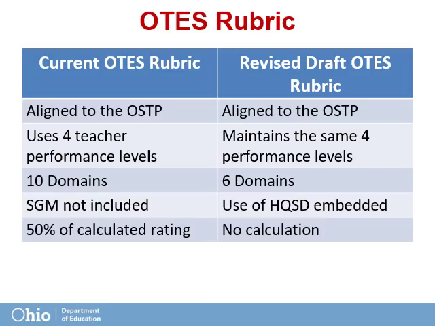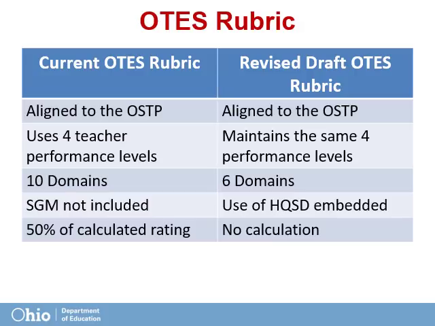This chart shows some of the similarities and differences between the current OTES rubric and the revised draft OTES rubric. Both the current and the revised rubrics are aligned to the Ohio Standards for the Teaching Profession. Both use the same 4 teacher performance levels of ineffective, developing, skilled, and accomplished. The current rubric has 10 domains. The revised rubric has 6. In the current rubric, student growth measures are not included because they are a separate calculation. In the revised rubric, the use of the high-quality student data is embedded within it.